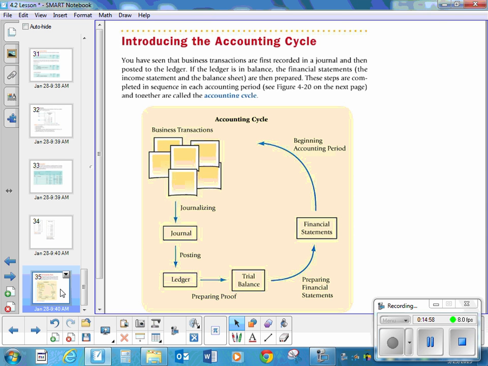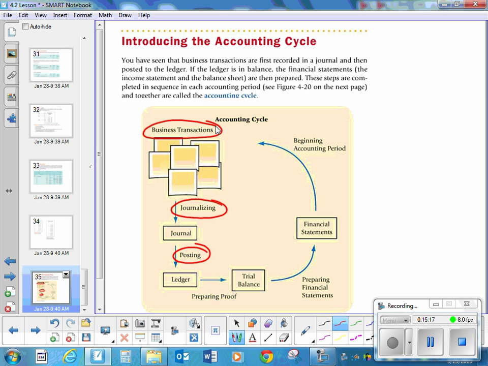Okay, now if we were to stop and look at where we've come, we've started with business transactions. So transactions that happen in your business. Then we've analysis, and now we're going to use journalizing, putting them into the journal. We learned how to post them. We learned to put them into ledgers. We learned how to make a trial balance. And we've also learned how to make financial statements like balance sheets and income statements. So you can see where we've gone and where we're wanting to head.